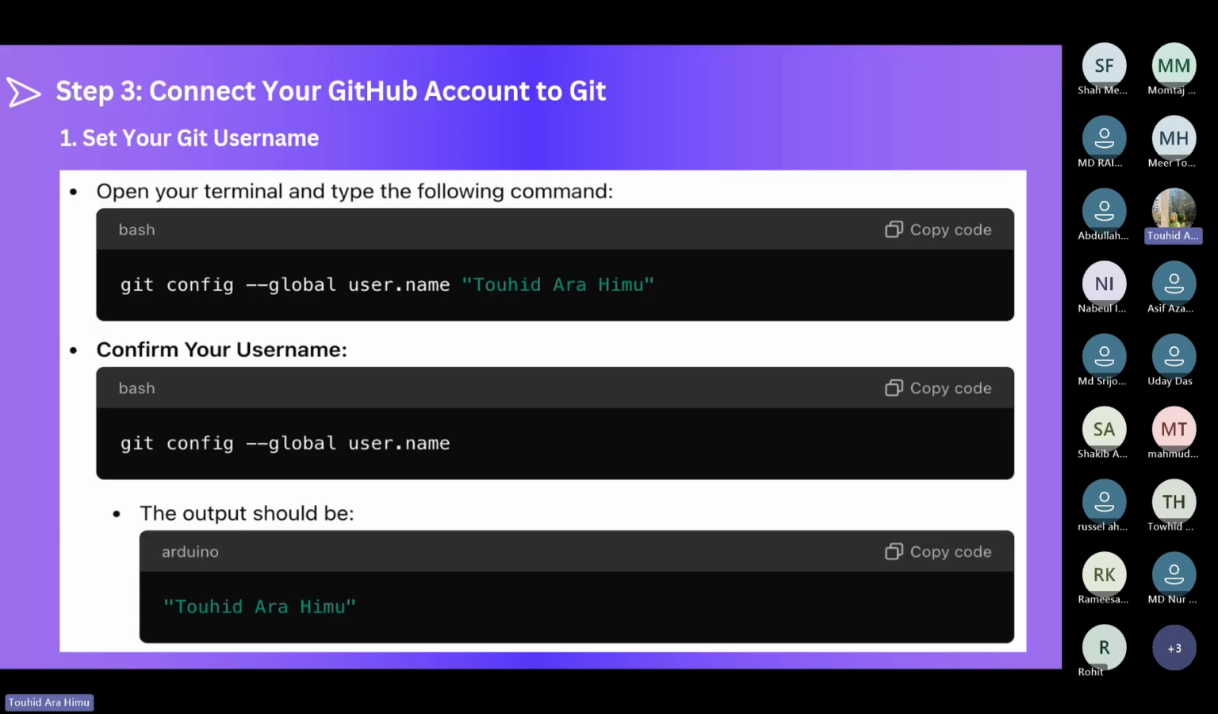Then, when you have already opened your GitHub account, your next step is to set your GitHub username. If you're a new user, you just need to open your terminal and write git config --global user.name, and then in quotation marks give your name.